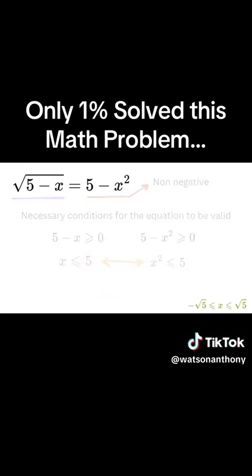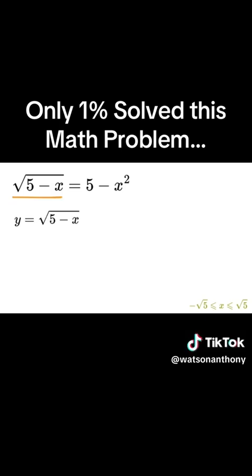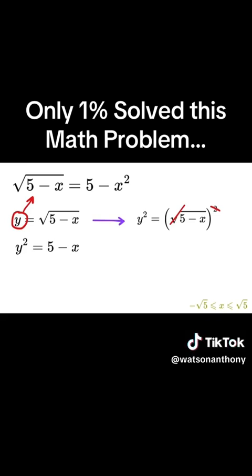Great. Now let us assume a variable y equals square root of 5 minus x. From this definition, we can square both sides to get y squared equals 5 minus x. Now, substitute y back into the original equation to get y equals 5 minus x squared. This way, we have a system of two equations.